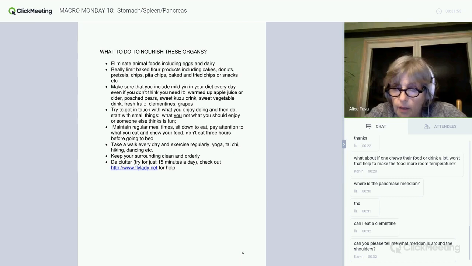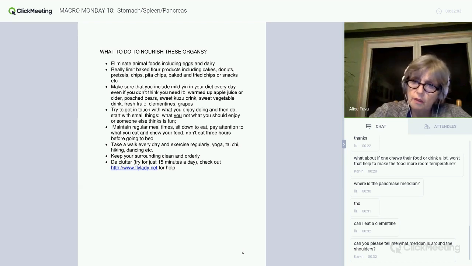Can I eat a clementine? Liz, you have to see, because remember we ate figs in Italy and then your blood sugar went up. I think a clementine is pretty mild, but you have to see how you react to it.